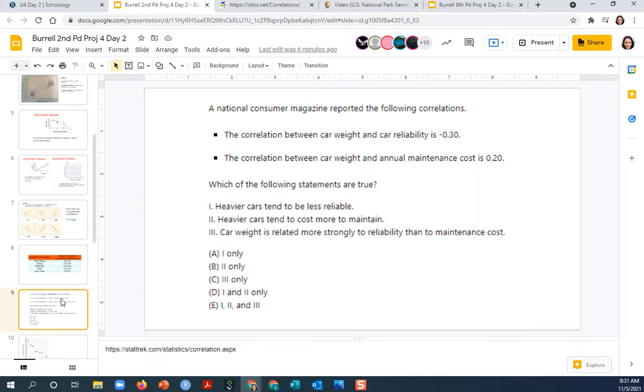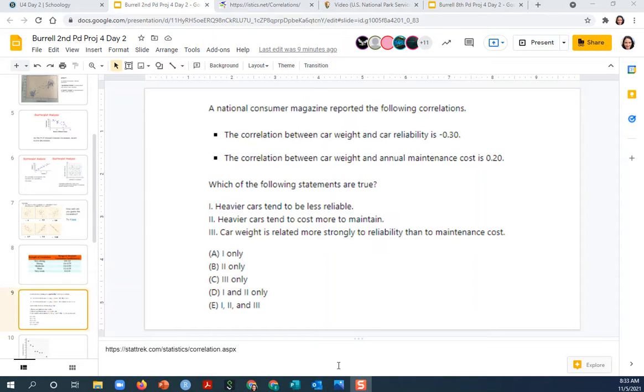Okay, so let's read this problem together, and then I'm going to have you talk with a partner and see which answer you think might be correct. A national consumer magazine reported on the following correlations. The correlation between a car's weight and its reliability is negative 0.3. The correlation between a car's weight and its annual maintenance cost is 0.2. Which of the following statements are true? 1, heavier cars tend to be less reliable. 2, heavier cars tend to cost more to maintain. 3, car weight is related more strongly to reliability than to maintenance cost. And then you can see your choices. It might just be one of them, or it might be 1 and 2, or it might be 1, 2, and 3. So take a moment to think about that.